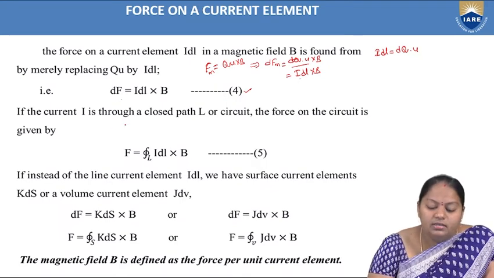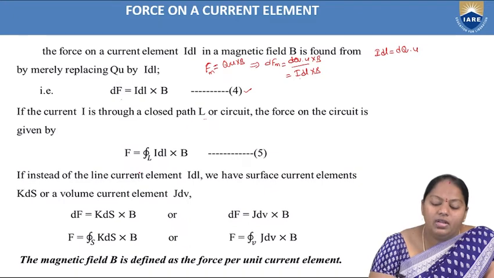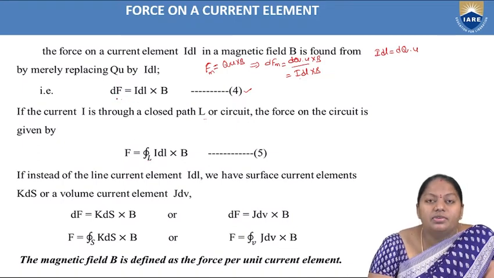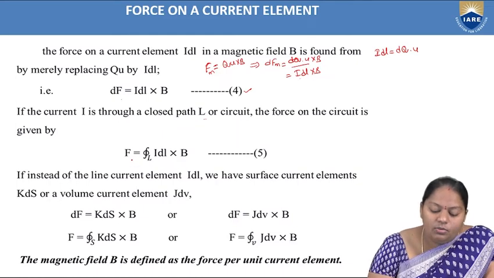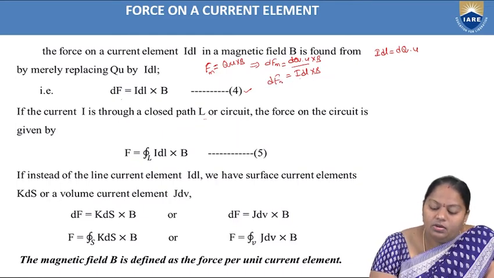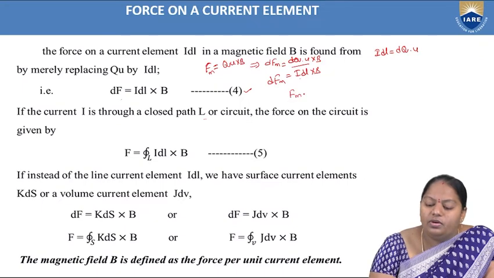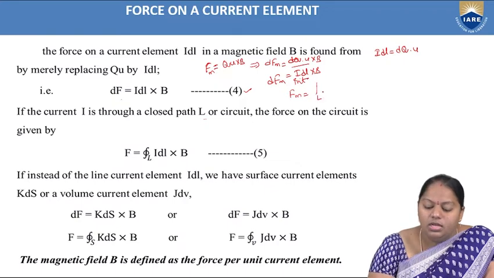If the current I is through any closed path L of a circuit, then the force on the circuit is given by the following. If the circuit is a closed one, dF is the differential force element, and to get F, we consider integration on both sides. We have dFm equal to IDL into B. From this, if you want to get Fm, consider integration on both sides. Hence it becomes Fm equal to the closed integral over L of IDL into B, right?